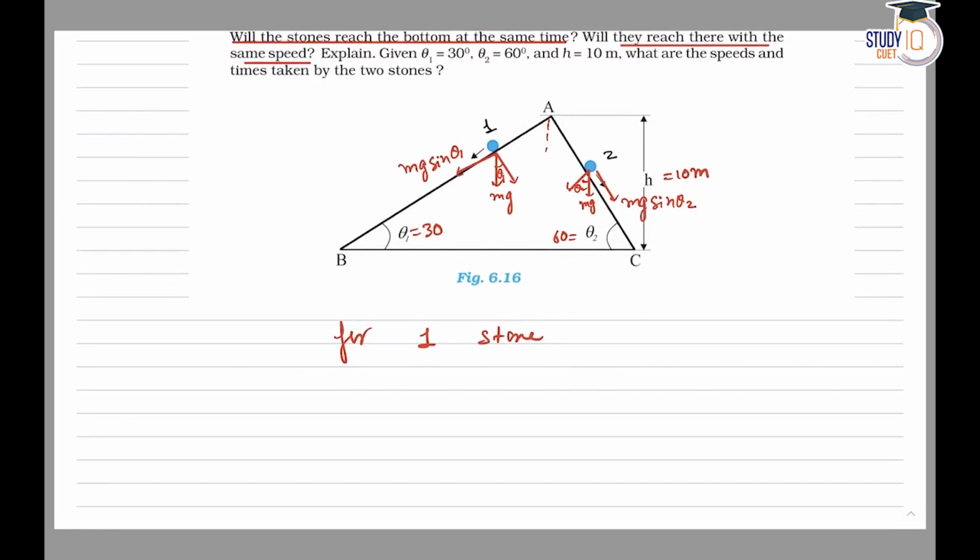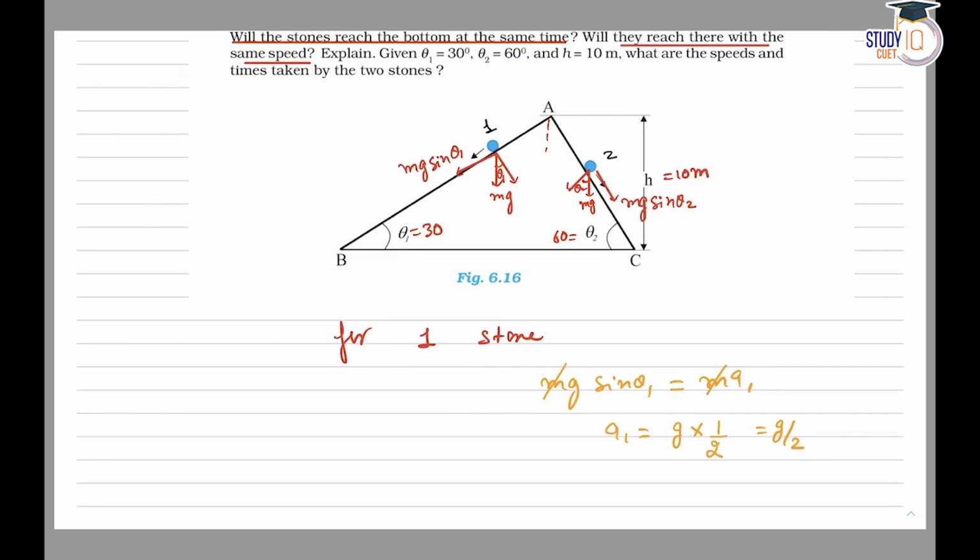For the first stone, we can find the acceleration as the force acting along the incline is equal to mg sin theta1, and theta1 is equal to 30. We can find the acceleration of the first particle using F equals m into a: mg sin theta1 equals m into a1, where a1 is the acceleration of particle 1 along the incline. So a1 is g sin theta1, and theta1 is 30 degrees, and sin 30 is equal to 1 by 2. So a1 is equal to g by 2.